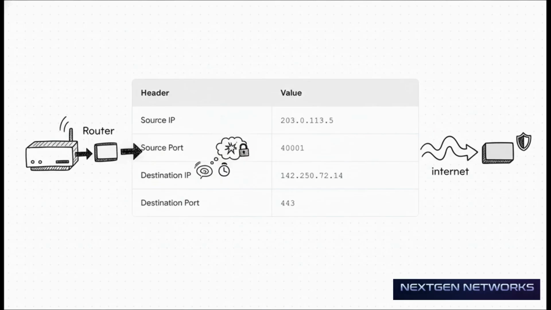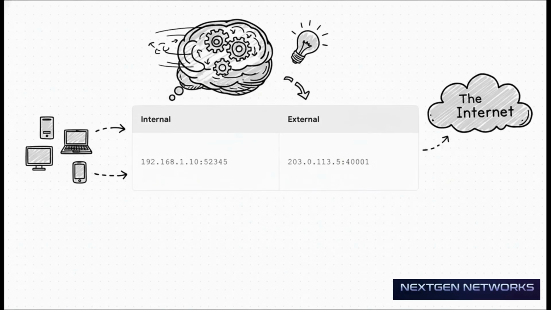And it also assigns a new temporary source port number. Now the packet has a valid public return address and can travel across the internet. So how on earth does the router remember who to send the reply to when it comes back? Well, this right here is the secret sauce of NAT, the NAT table.